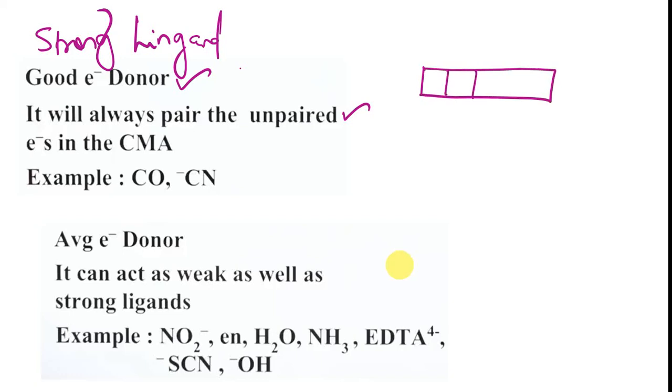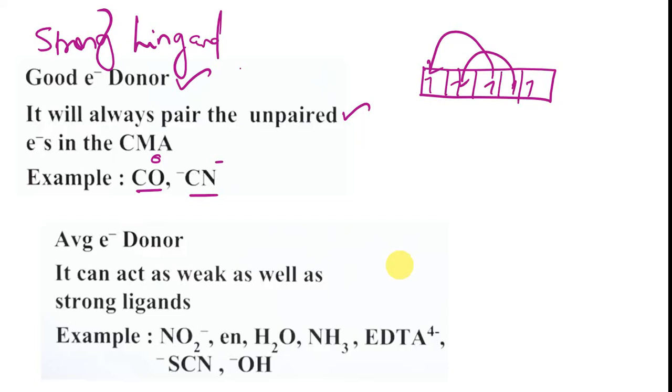Electrons in the orbitals like this: 1, 2, 3, 4, 5. Right, so these are unpaired electrons. A strong ligand will pair up the unpaired electrons. That we will see later one by one. In the central metal atom, examples are CO and CN. Here, CO is a neutral ligand and CN is a negative ligand. So you have to remember that carbonyl and cyanide are strong ligands.